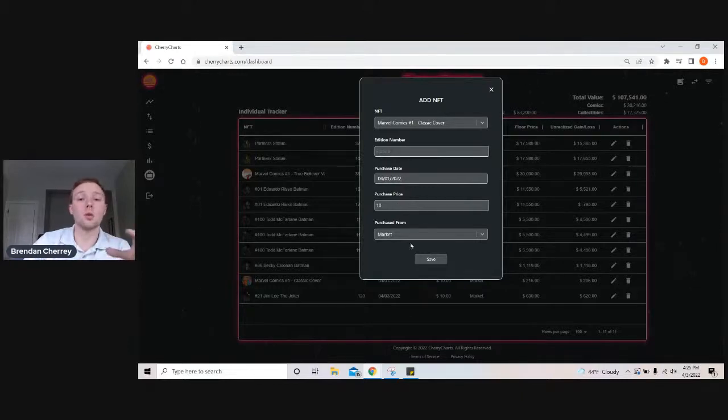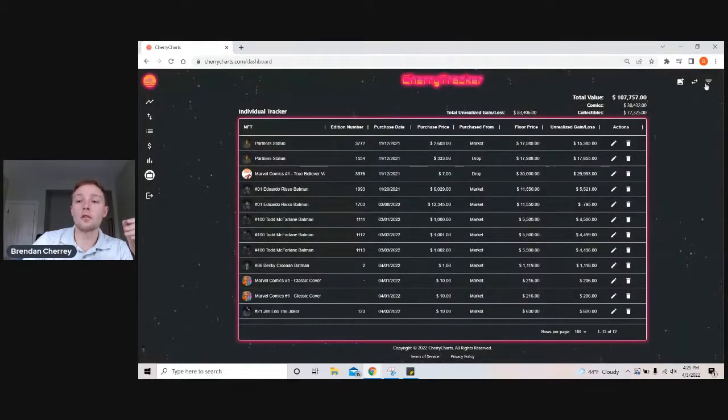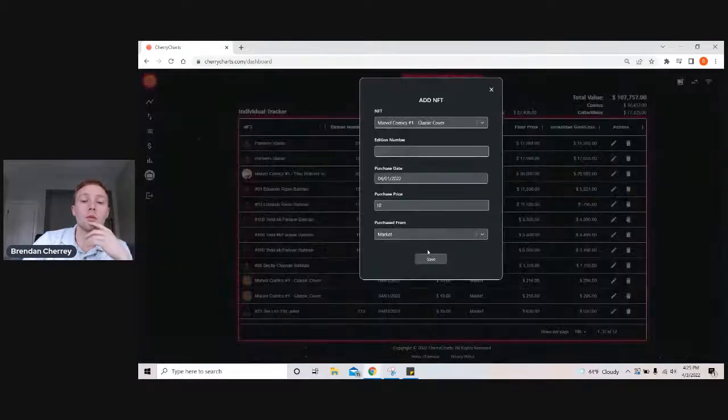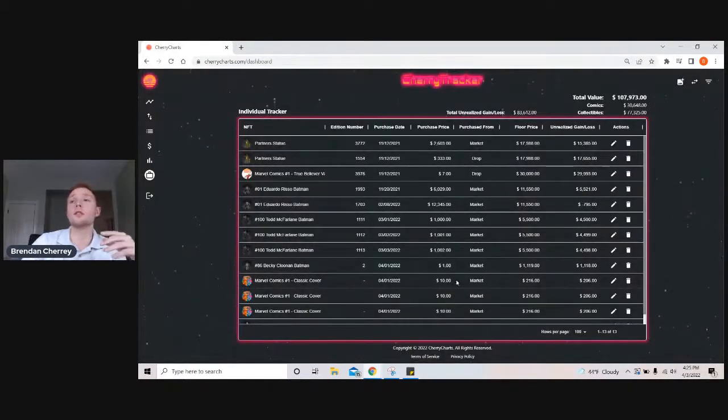You can use this as much as you want, and right now you can add multiple Marvel Comics #1 if you want. We're going to make this a little bit easier. That's in the queue. And then every day you're going to be able to see your total unrealized gain loss, which is how much money essentially, if you sold everything right now at floor price, how much would you get for it? And then this does not, by the way, take into account low mints. I know I just talked about low mints. But yeah, and then also breaks it down. What's the actual total value of what you have, both comics and collectibles here?